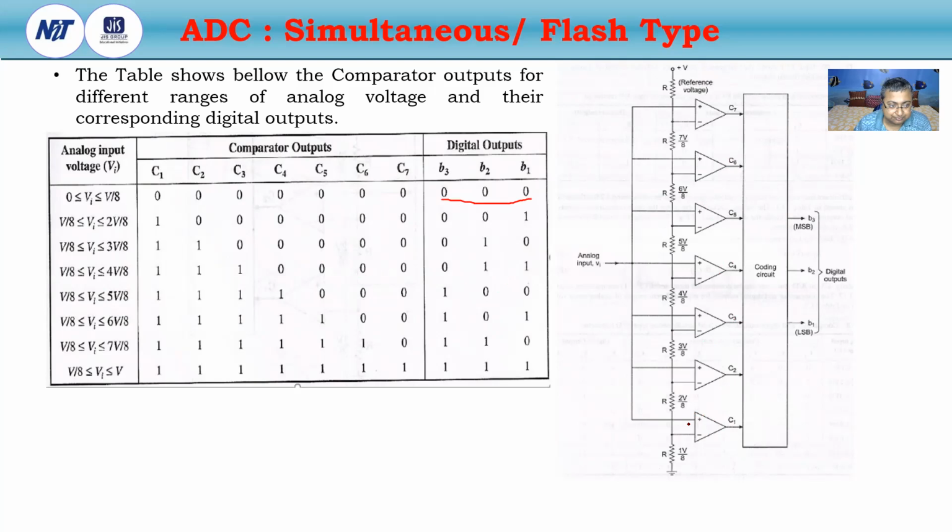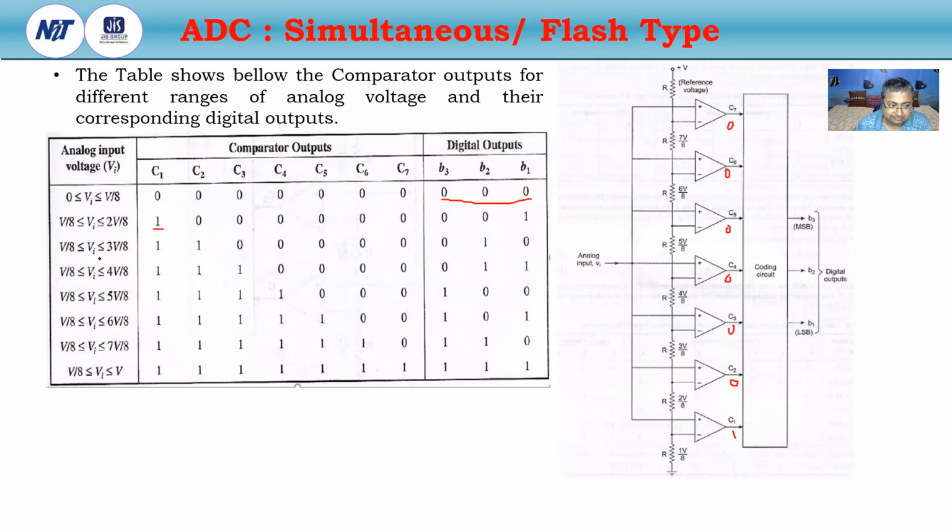Now if the input is greater than V by 8 and less than 2V by 8, that means the input voltage is greater than the reference voltage of the first comparator, then this should be 1 and the others should be 0. So all the others are zeros. That means 1, 0, 0, 0, 0.